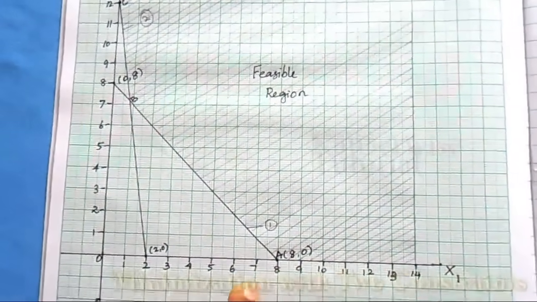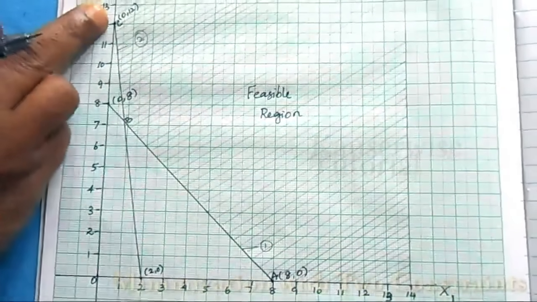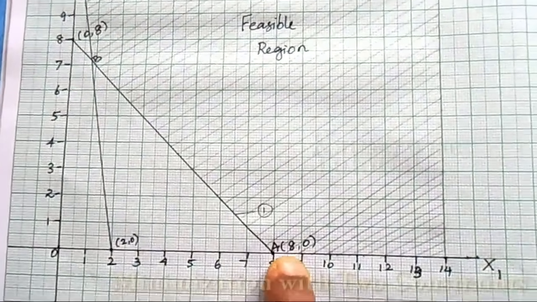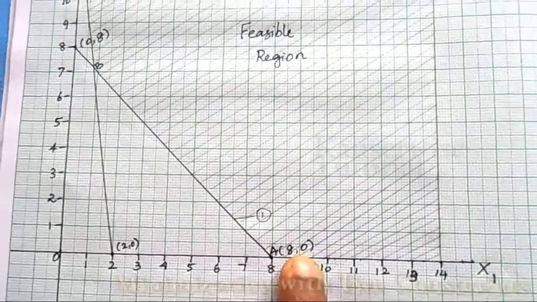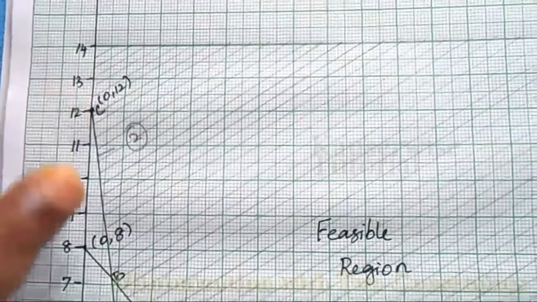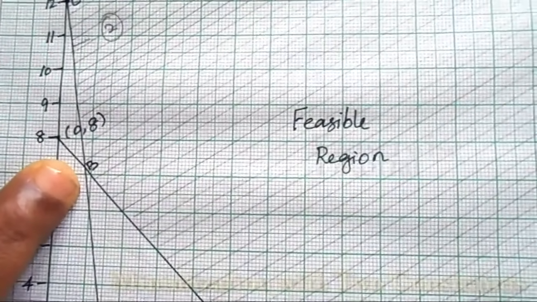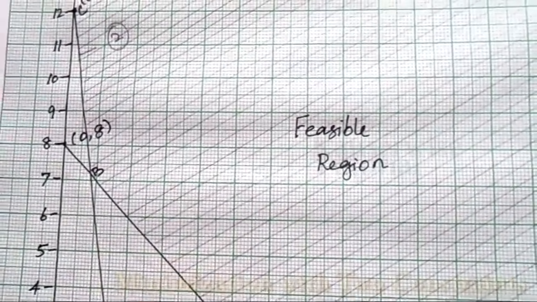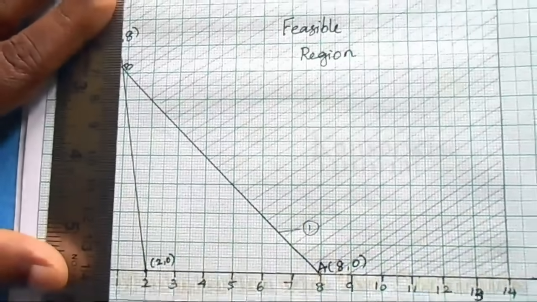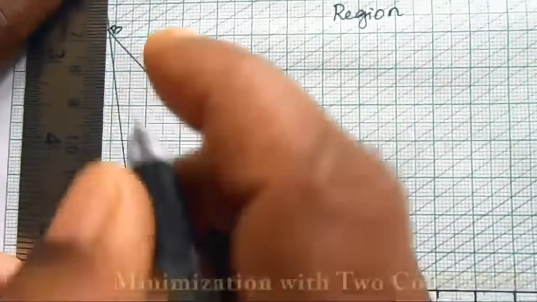Here we have three corner points: the first corner point, second corner point, third corner point. A's value is x1 is 8, x2 is 0. C's value is x1 is 0, x2 is 12. And this is the point which intersects both lines, the first constraint and the second constraint. So now we have to find the value for B.